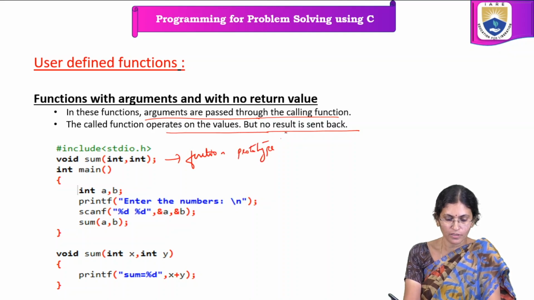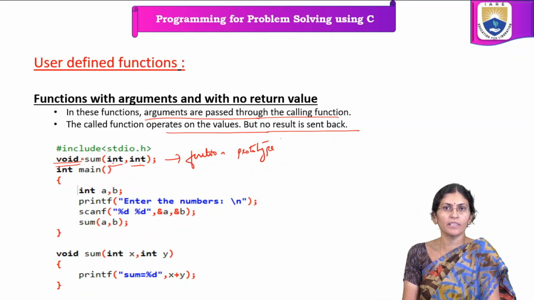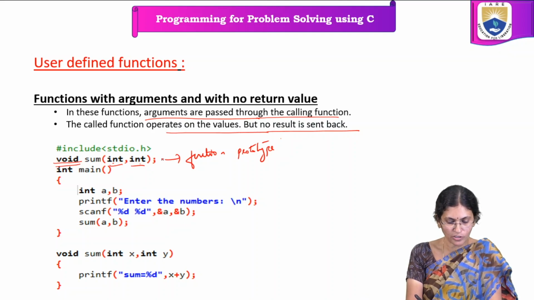Function prototype. So this is a function which takes two inputs, that is, there are two arguments or two parameters you can say, and it does not return anything. So that's why void is the type. So this is a function prototype.